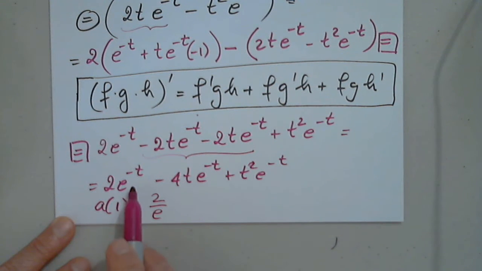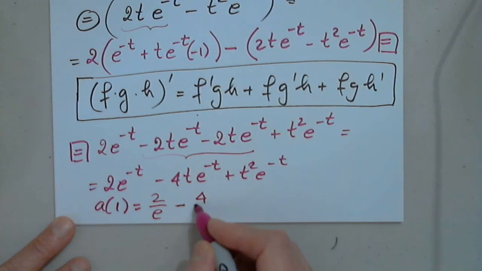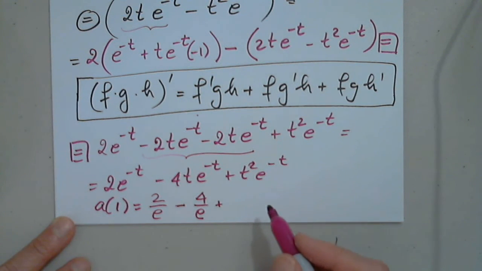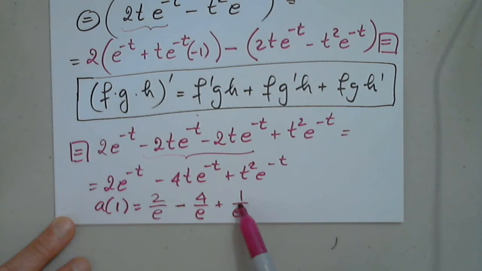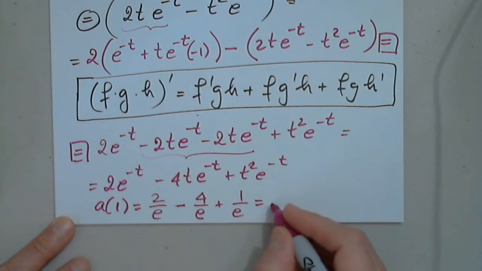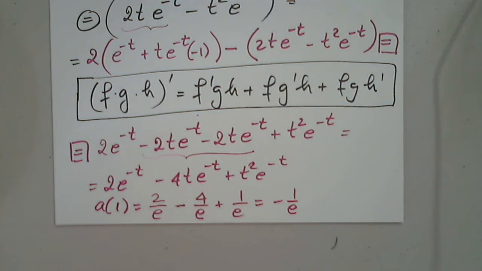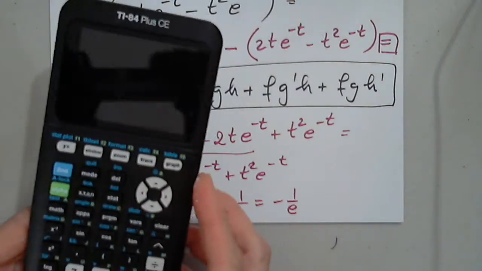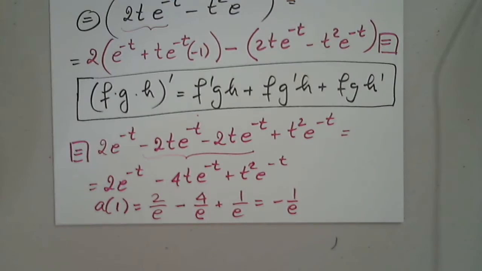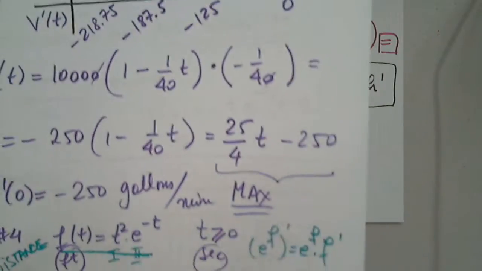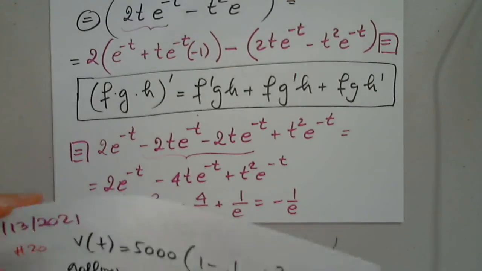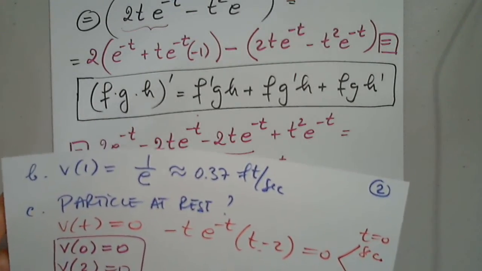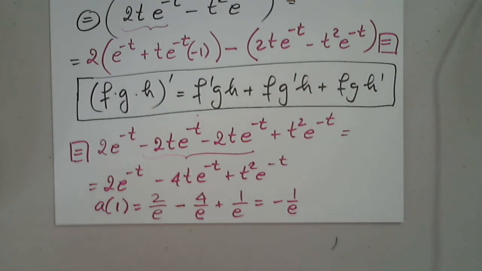2 over e minus 4 over e plus 1 over e. So 2 plus 1 is 3. 3 minus 4 is negative 1. So negative 1 over e. And let's calculate. Oh, it's the same thing with positive 1 over e, right? So we got, where was my positive 1 over e? 0.37. So this is negative 0.37.